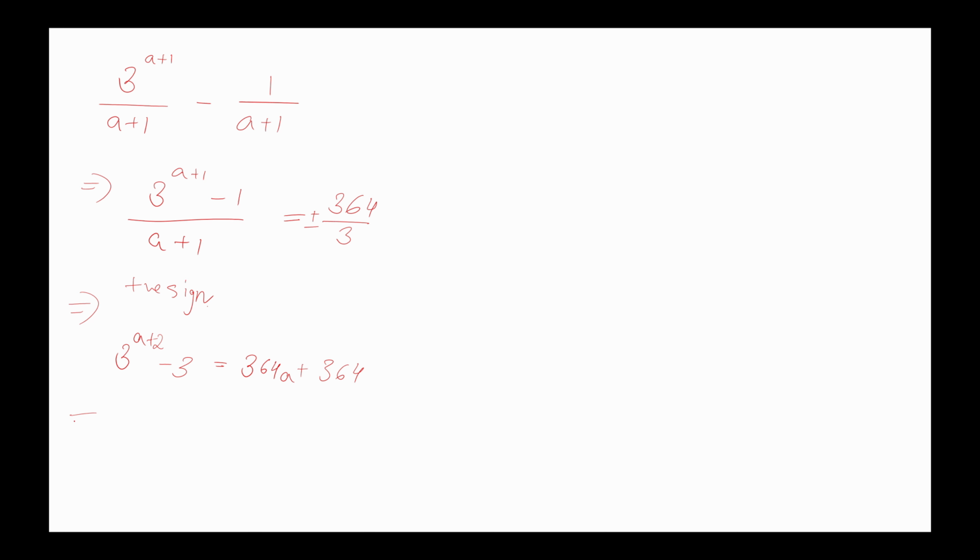So from here what do we get? 3 to the power a plus 2 minus 364a is equal to 367.